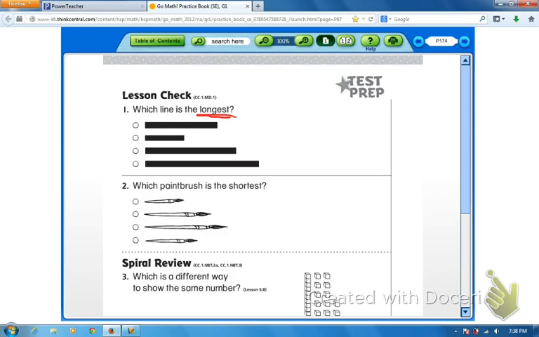And you can see, talk to them about how those are not in the same order. So it wouldn't always just be the first one, or it wouldn't always be the last one that's the longest. Talk about why that one is the shortest.